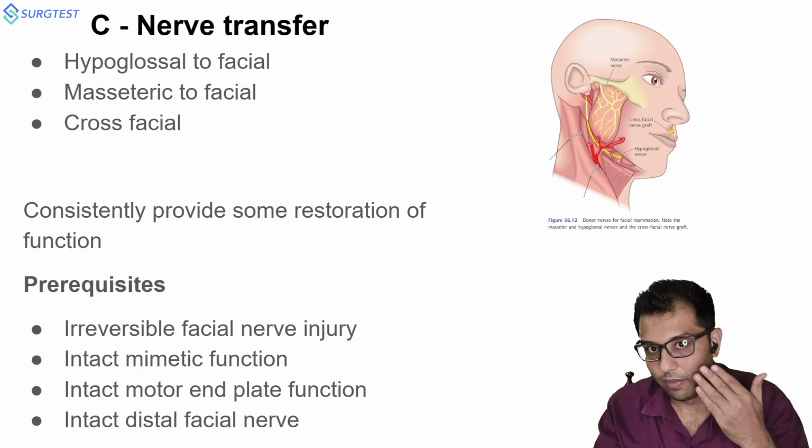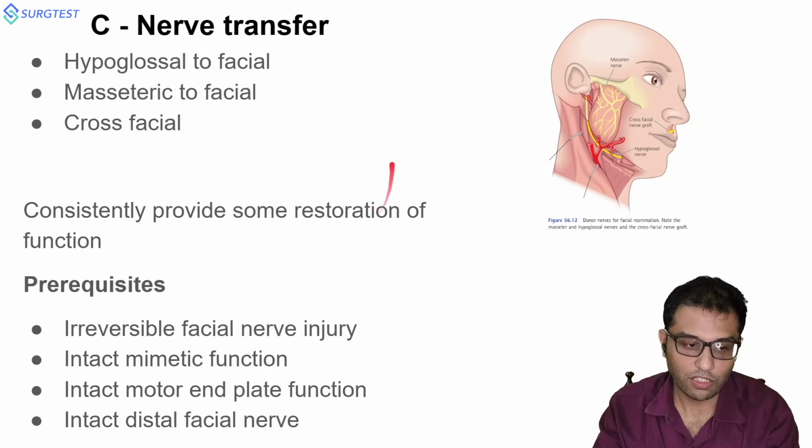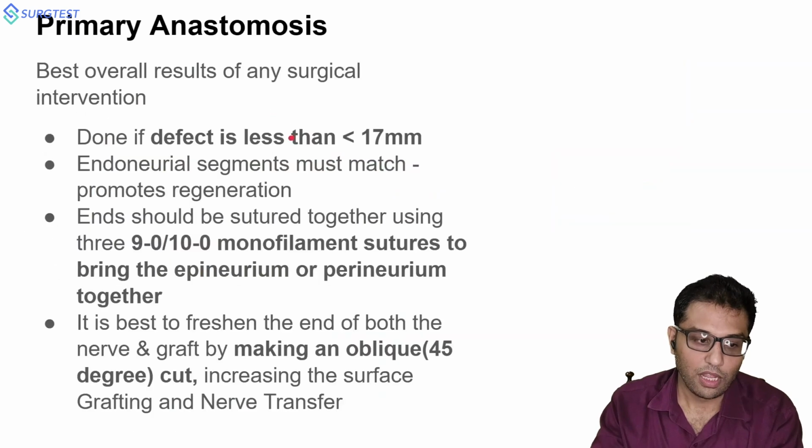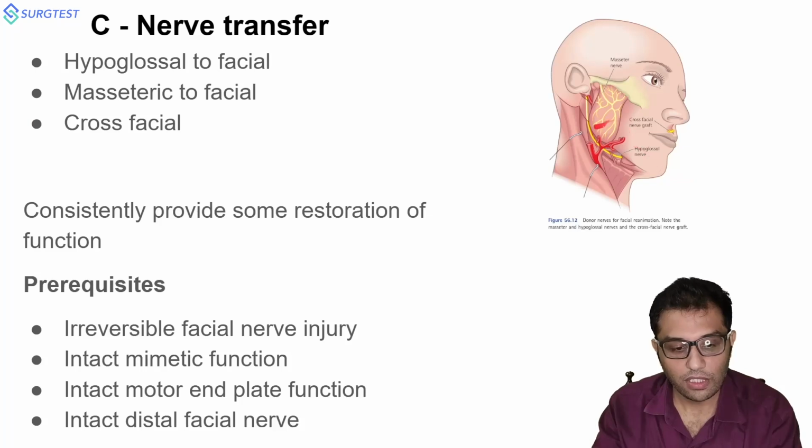The rest of the peripheral branches have to be supplied from some other nerve. So this is the situation when we do nerve transfer procedure. And primary anastomosis or grafting are the procedures when we do, suppose we have injured the temporal branch, some part of temporal branch has been injured or cut, then we can immediately do a primary anastomosis or grafting procedures.